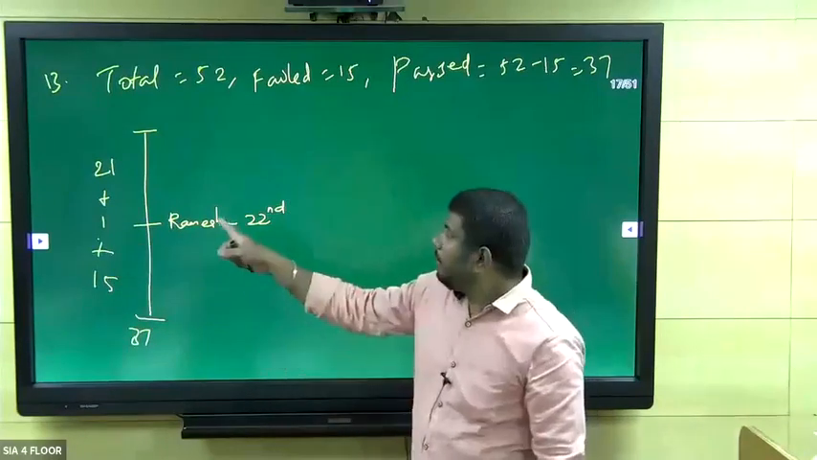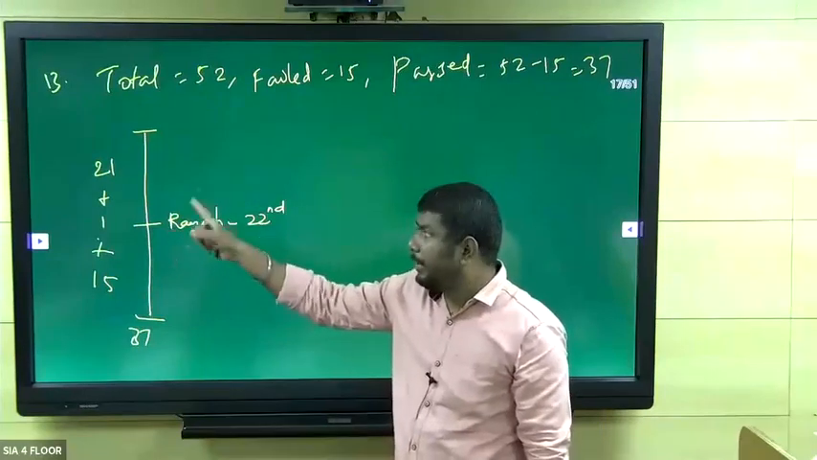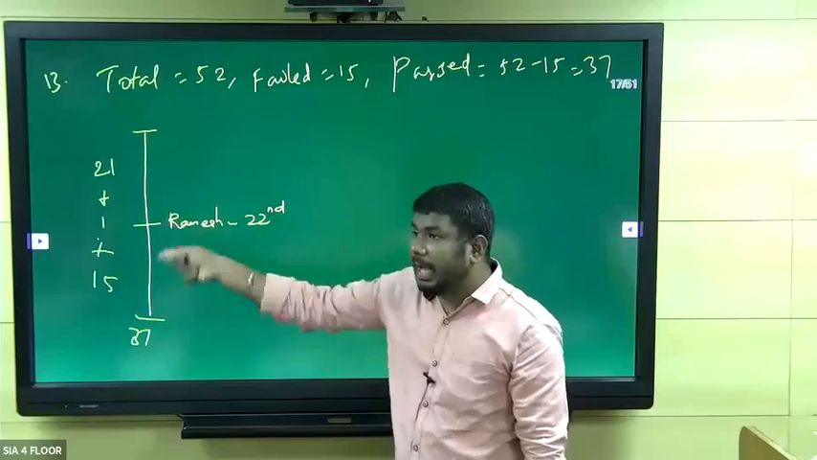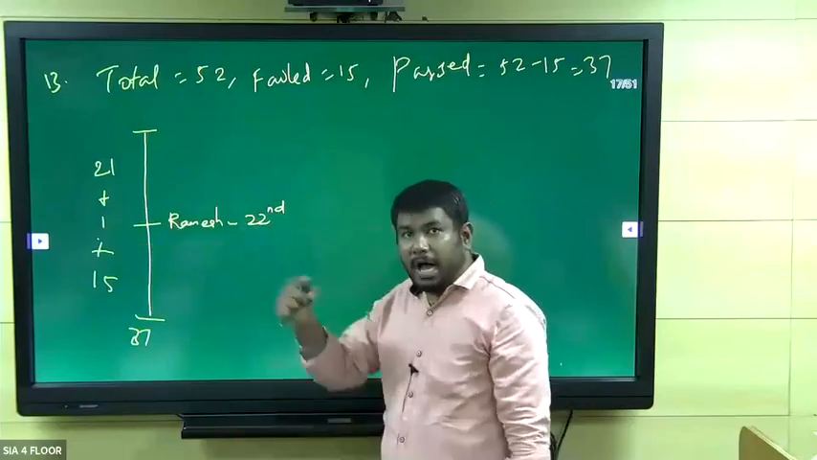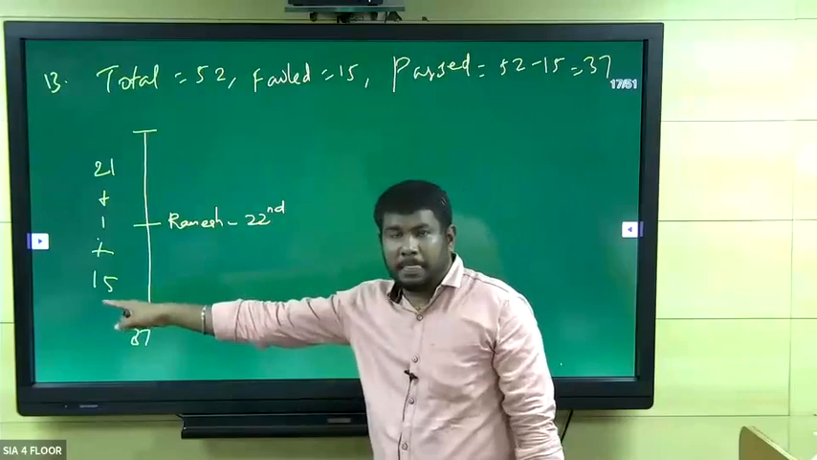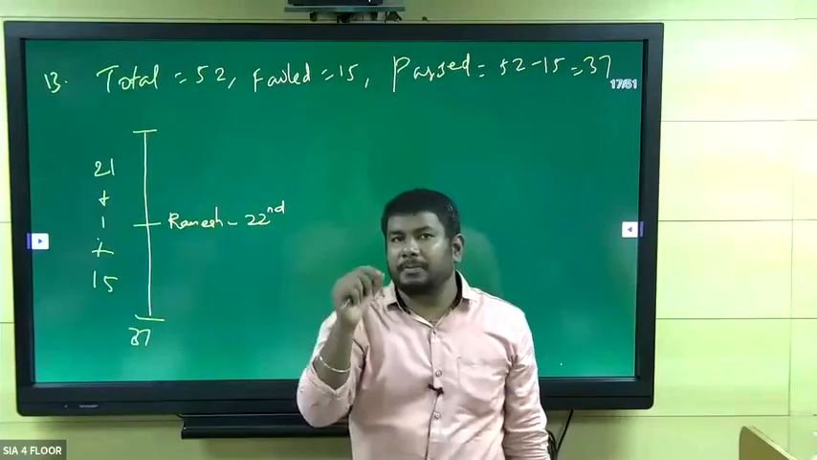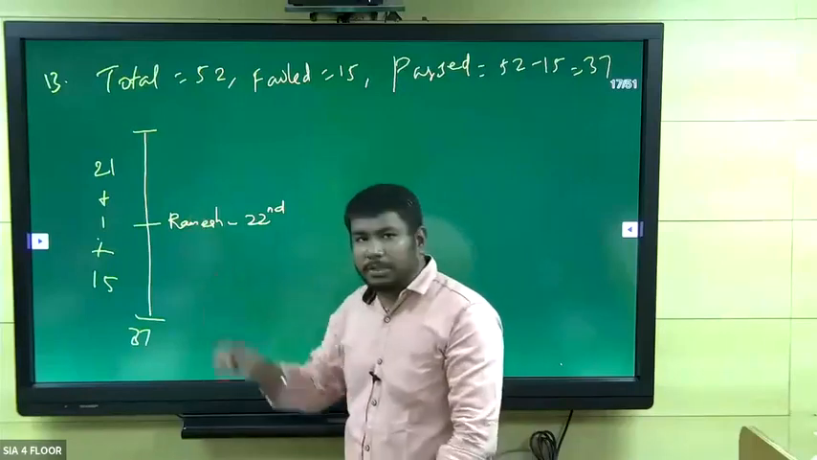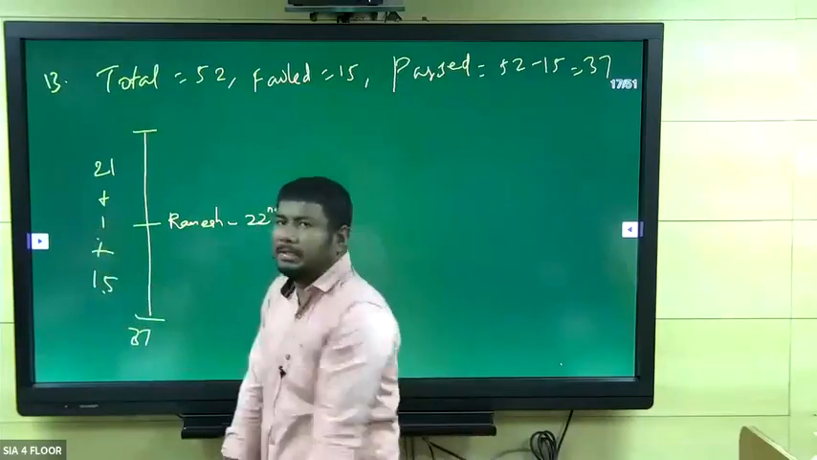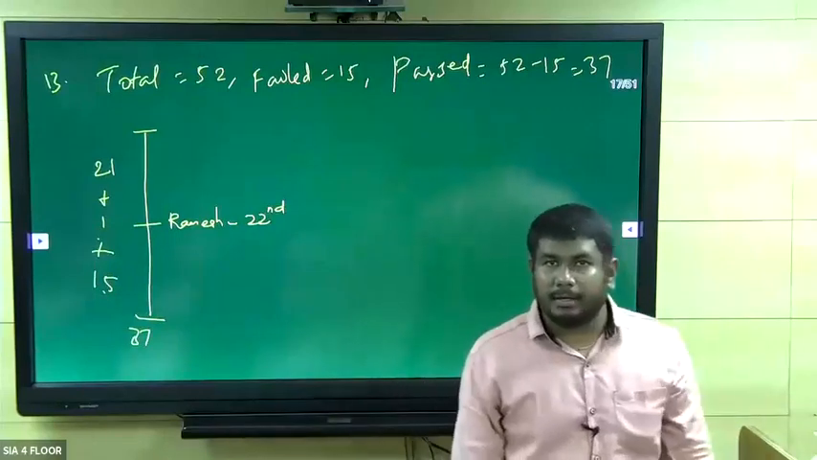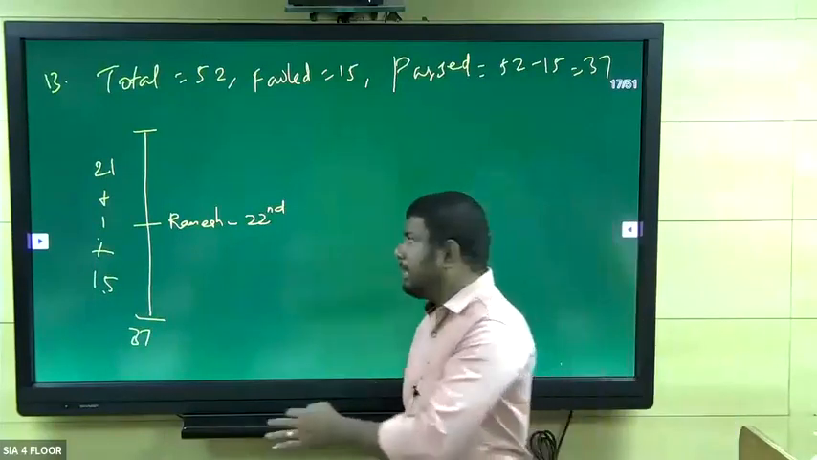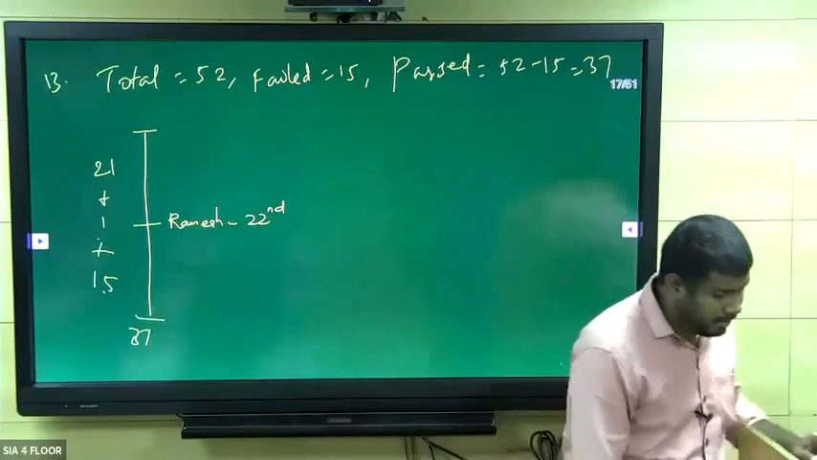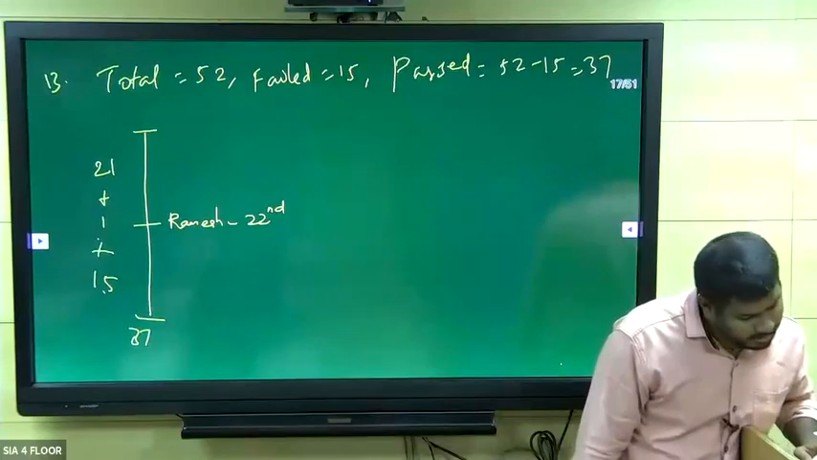Listen, guys. From the top is 22nd. Above Ramesh there are 21 persons, but his position is 22nd. They are asking his position. They are not asking how many persons are below Ramesh. If the question is how many persons below Ramesh, then the answer is 15. But the question is what is his position? So 15 plus 1 is 16. Clear? So read the question carefully. They are asking for his position or how many members below Ramesh. Yes, 16. Clear?